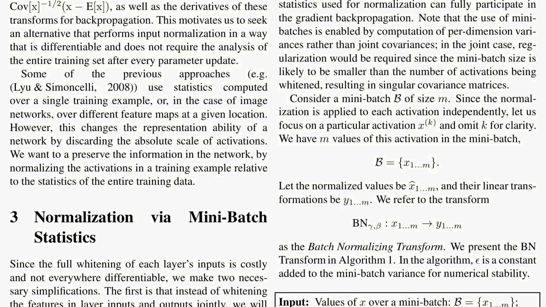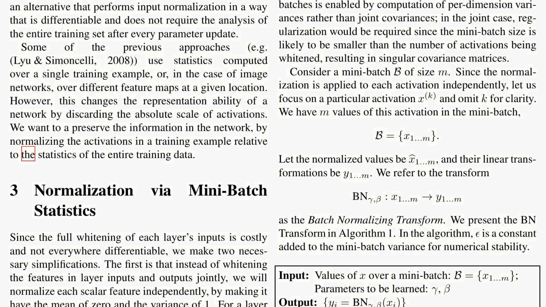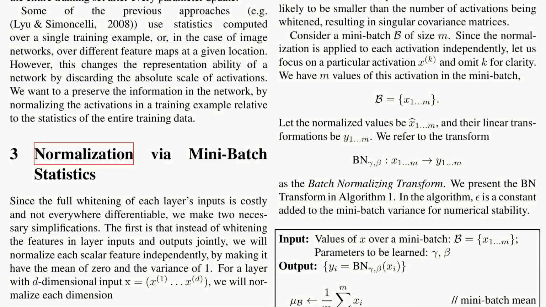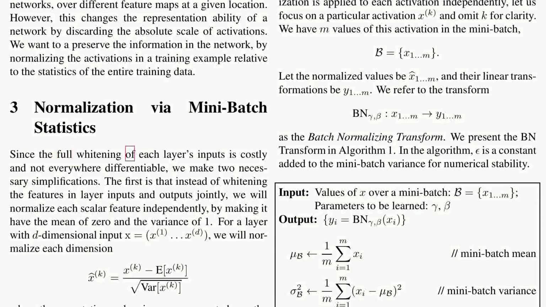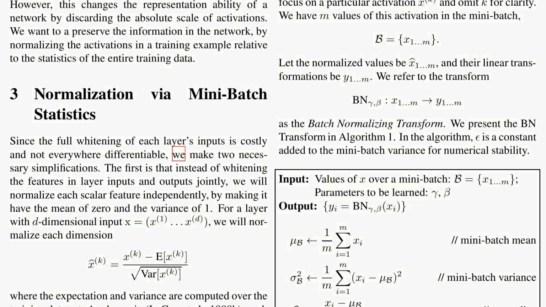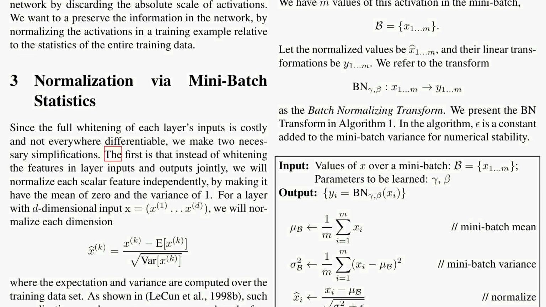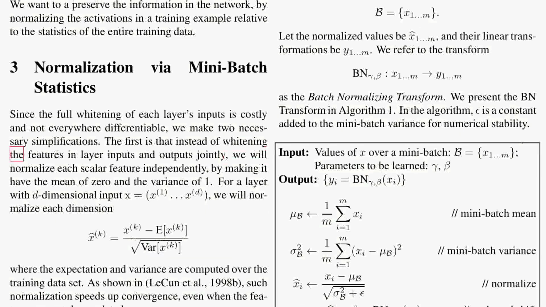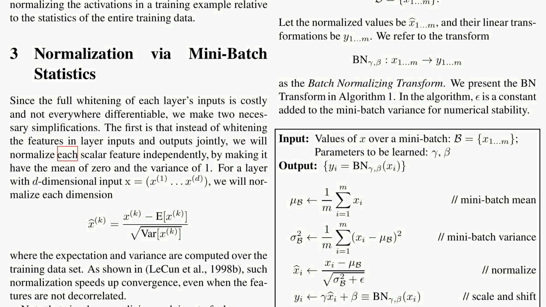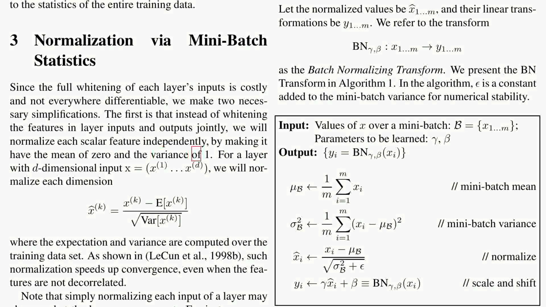We want to preserve the information in the network by normalizing the activations in a training example relative to the statistics of the entire training data. Normalization via mini-batch statistics. Since the full whitening of each layer's inputs is costly and not everywhere differentiable, we make two necessary simplifications. The first is that instead of whitening the features in layer inputs and outputs jointly, we will normalize each scalar feature independently by making it have the mean of 0 and the variance of 1.